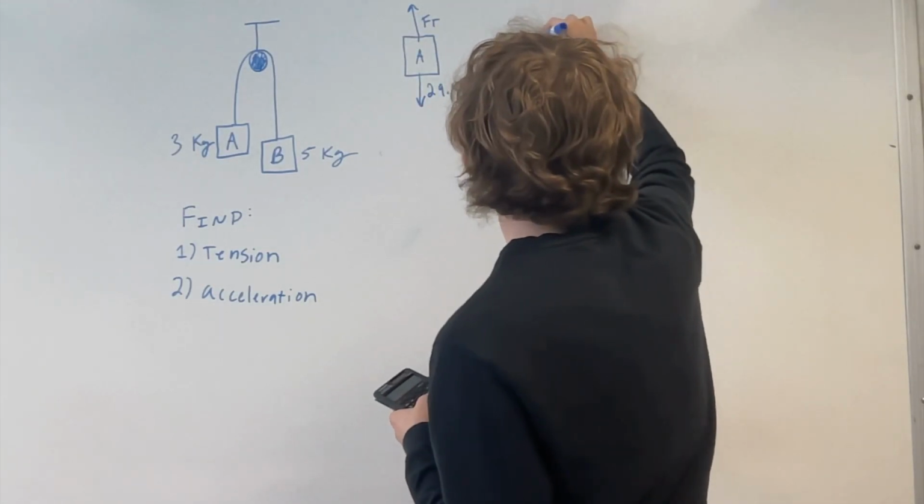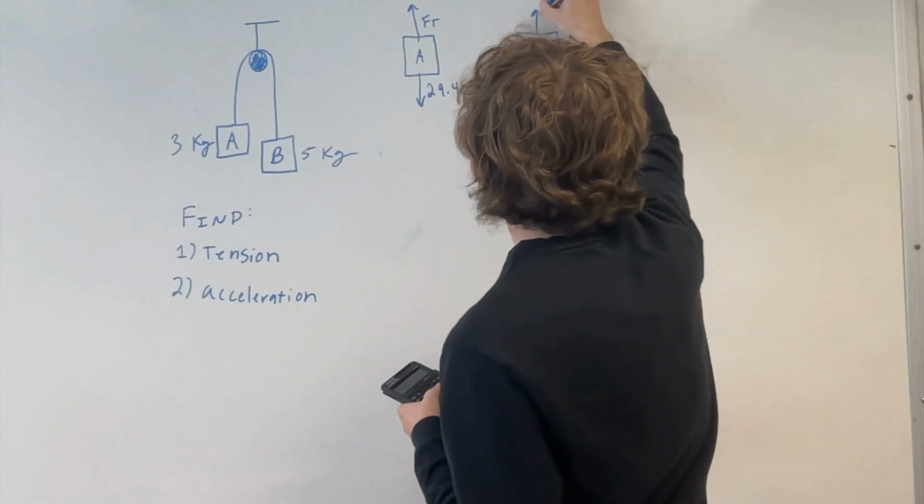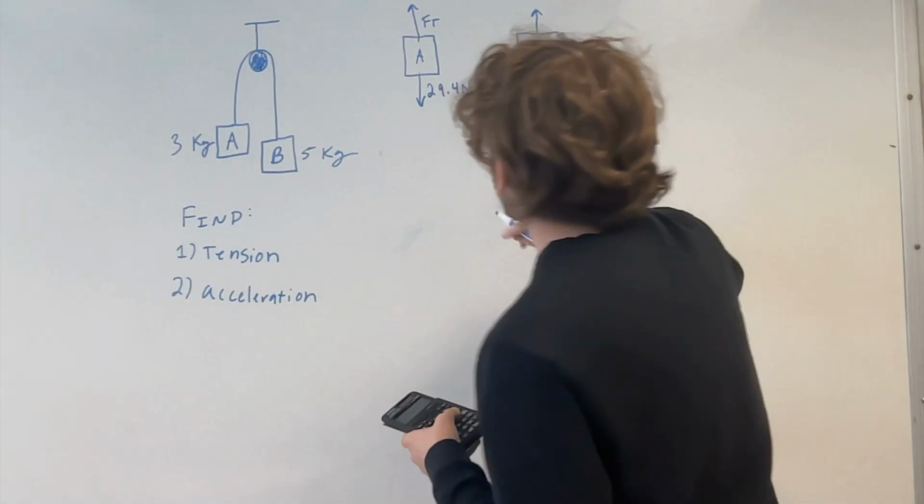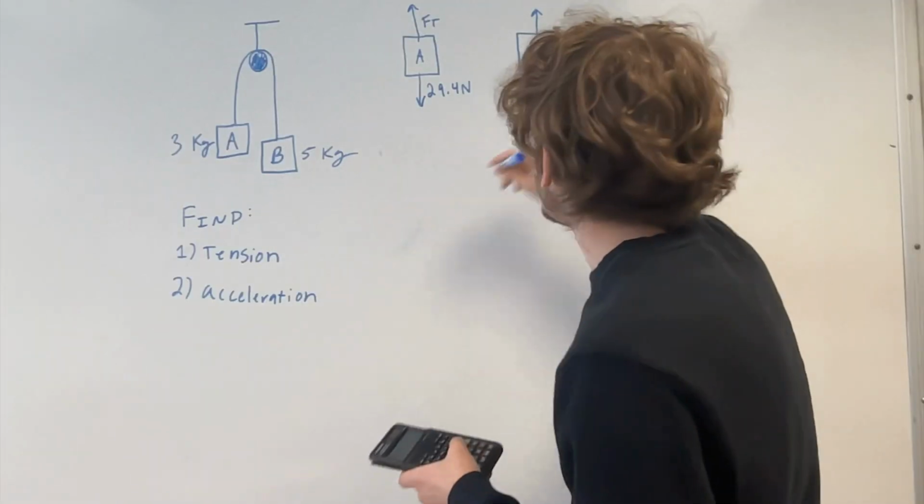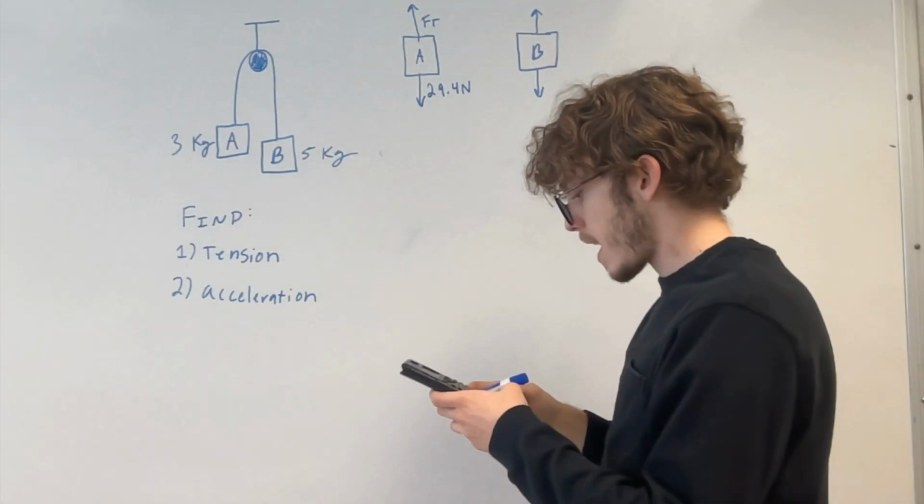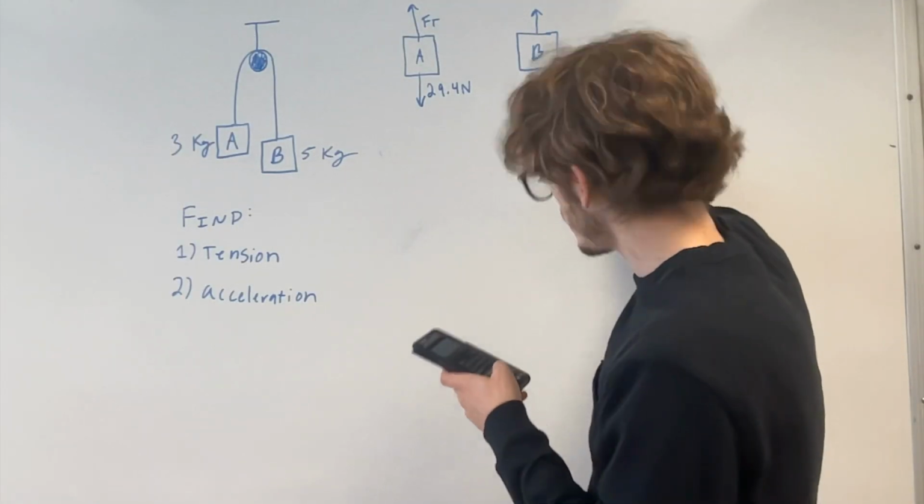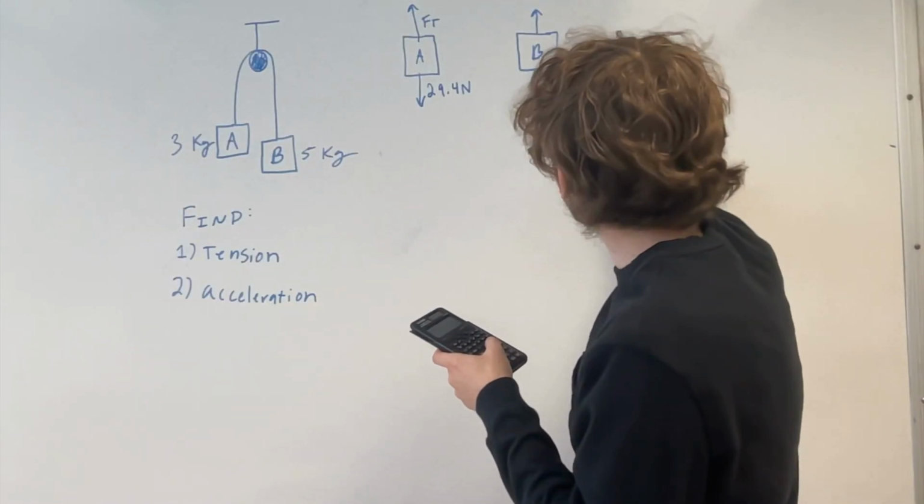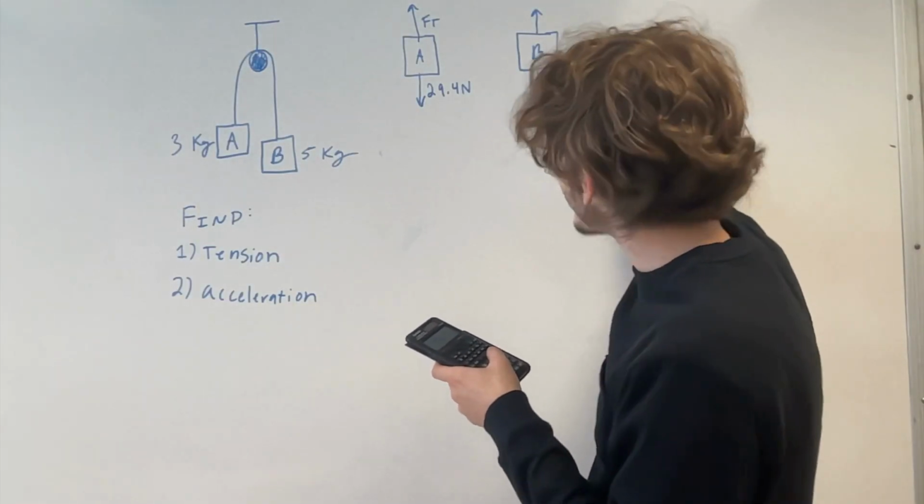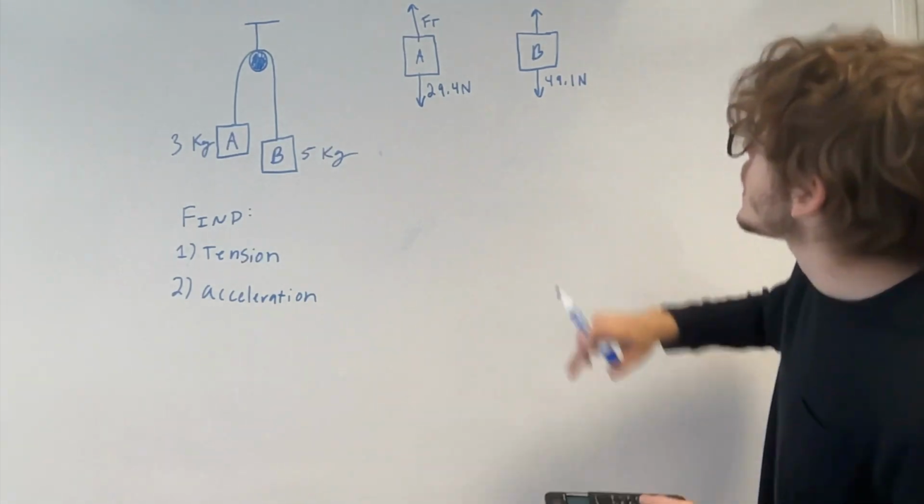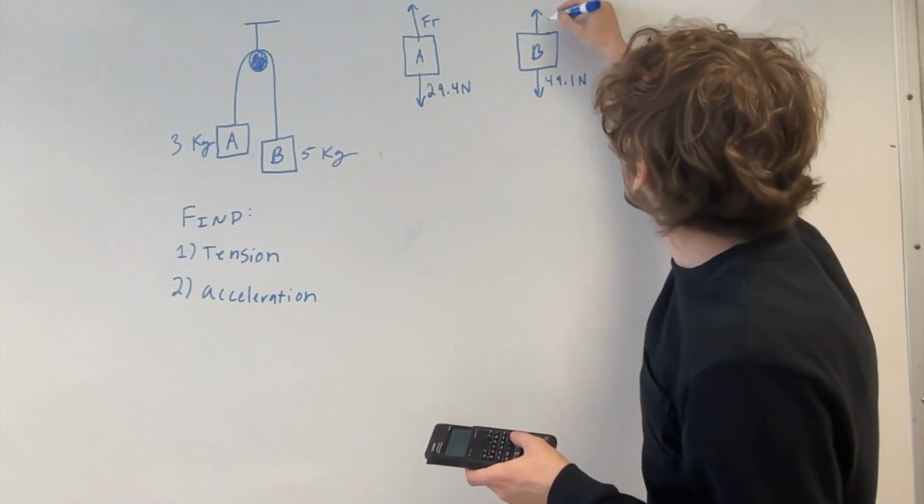Let's go for block B now. Block B. What's pulling up? What's pulling down? So block B is a 5 kilogram mass times gravity. So there's a force of 49.1 newtons down. But pointing up is, again, the force of tension.